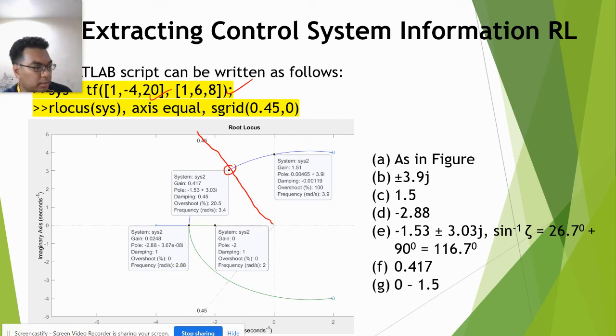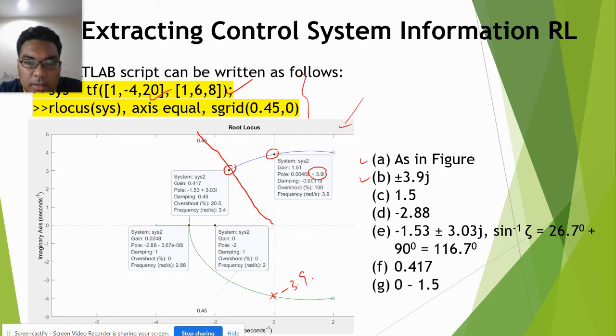The first one asks you to plot the root locus. You should plot this root locus using MATLAB, using these codes. The second one, find the imaginary axis crossing. You can tap at this point so that you have the value of the imaginary crossing, which is plus or minus 3.1j. So you get this value. This is plus, and this is minus 3.1j.